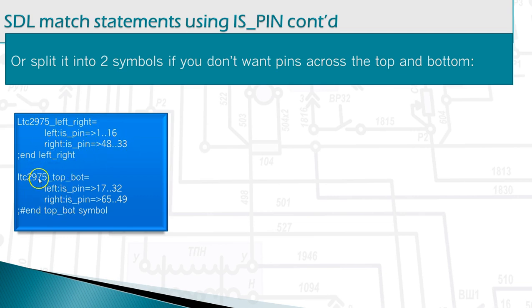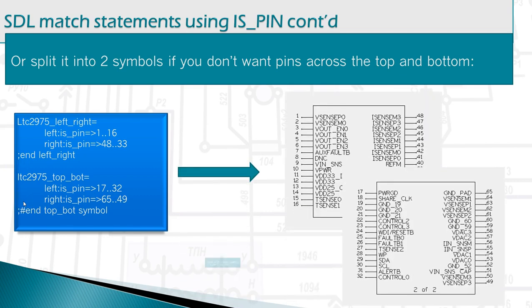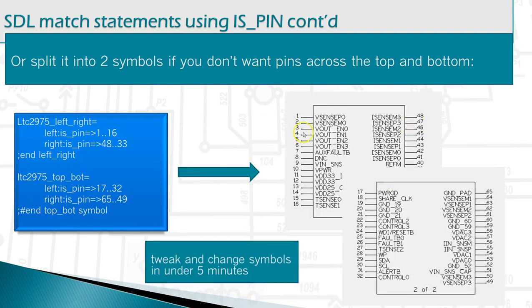But now we're creating a second symbol by just starting a new symbol with the top bottom. On the left we're going to put pins 17 to 32. On the right we're going to put pins 65 to 49, and then we end the symbol with the semicolon. And that creates these two symbols where we see the 1 to 16 on the left, 48 down to 33 on the right, 17 to 32 on the second symbol, 2 of 2, and 65 to 49 on the right. So we tweak and change these symbols in under 5 minutes.